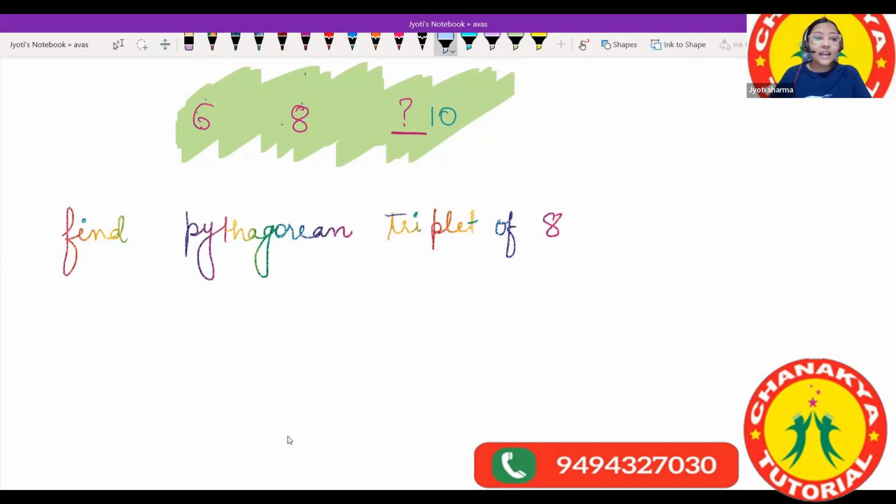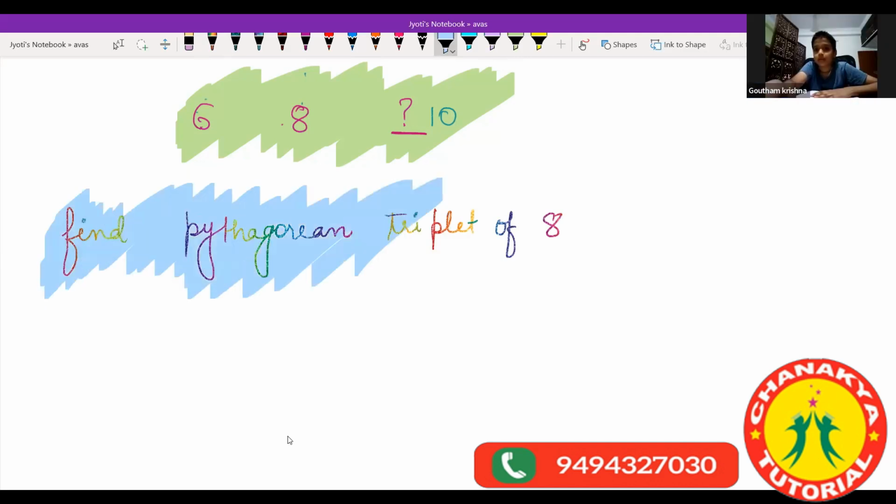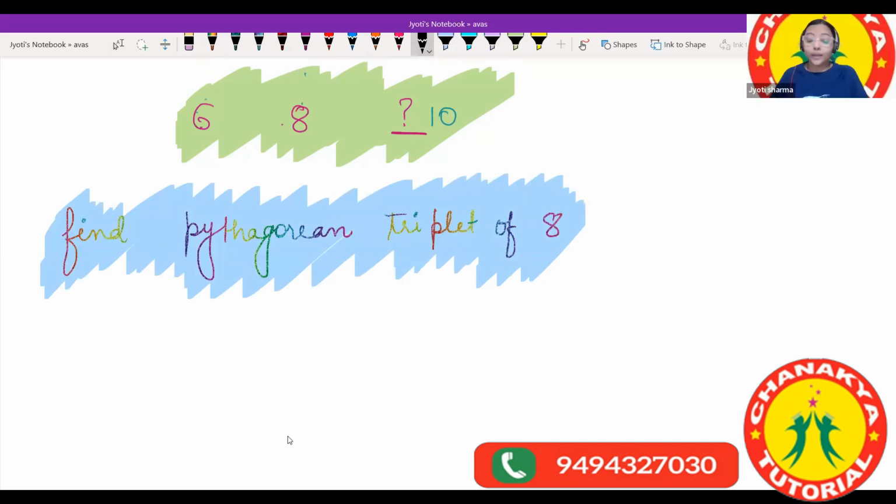Someone was saying they have a little bit of doubt. Please clear your doubt right now. Ma'am, if we know the basic 3, 4, 5 Pythagorean triplet, then we can see that 8 is a multiple of 4, ma'am. Okay. Any other way? The other two are 3 and 5, ma'am. So we can multiply.